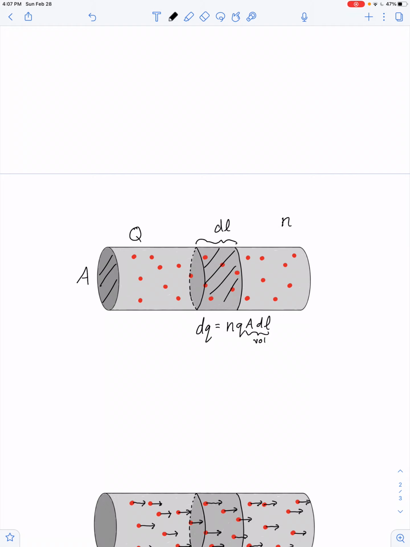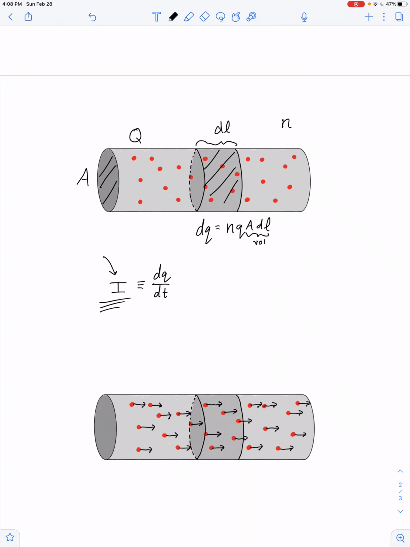Okay, let's define electric current, symbolized by capital I. Electric current is defined as the rate at which charge flows or drifts through a wire. So it's not dq, rather it's dq/dt. The units we use to measure electric current are amperes, often just referred to as amps for short. And an ampere must be equal to a coulomb per second.